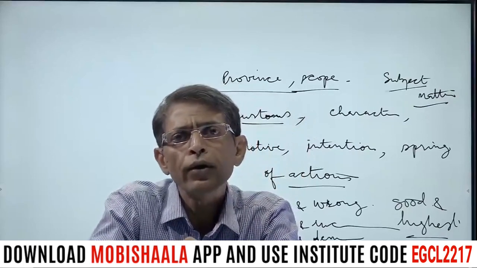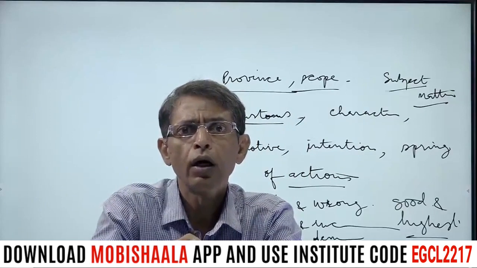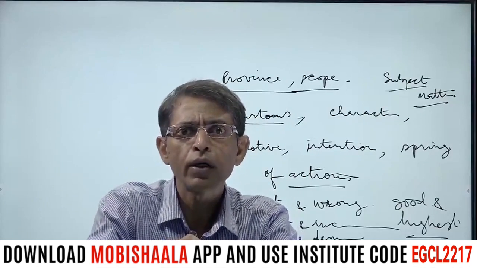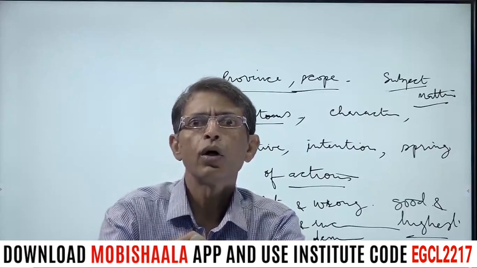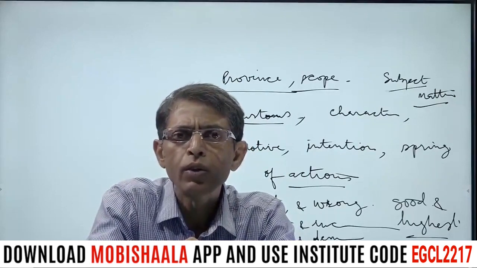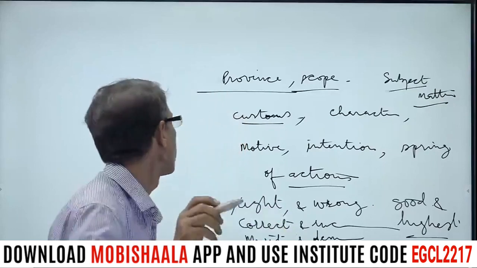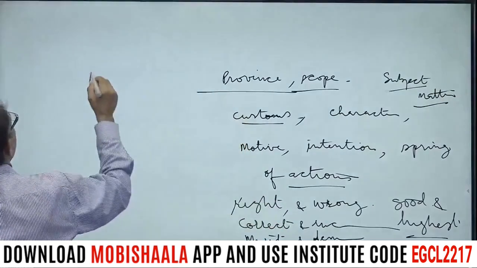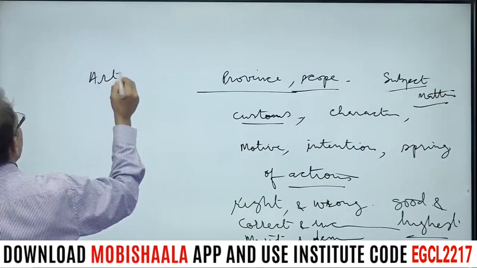Now, can we call it art? Of course, it is known as a science, but it is not a part of natural science. So can we call it art? No, not as art. Why can it not be called art? What's the difference between art and science? In art, practice happens.